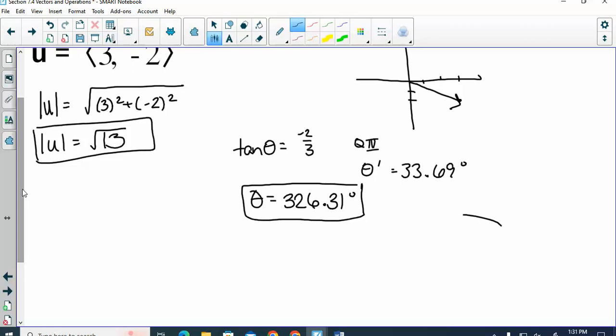The second piece of today is working backwards. If we have the magnitude and direction, how can we turn that back into the vector itself? Okay. So, different ways to think about it. I'm going to put a formula up here.